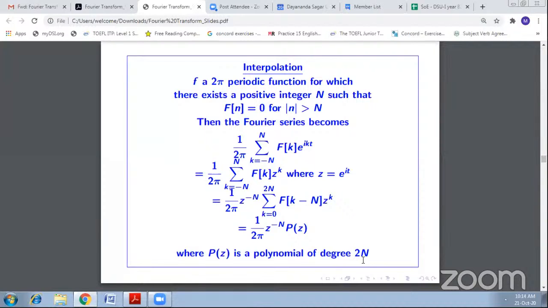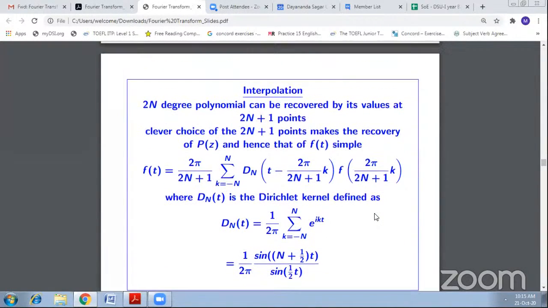And the important thing to observe is, if I want to recover my function f, I know this because z is e to the power of it. The only thing I should know is p of z. So in order to recover the function, I must recover p of z. But p of z is a polynomial of degree 2n. Next slide, please. So the polynomial of degree 2n can be recovered by 2n plus 1 data.